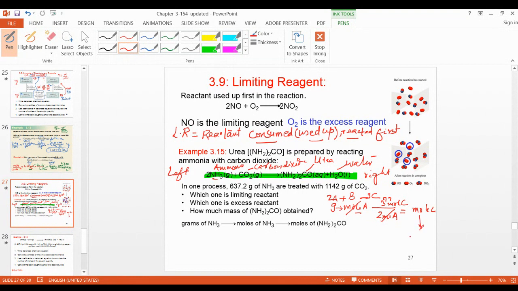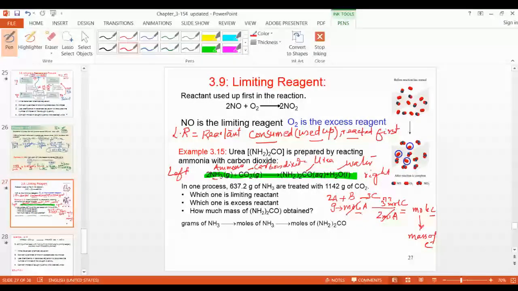Then how will you get the mass of C? Mass of C, how will you get it? Multiply by the molar mass. Of what? You multiply the moles by the molar mass of what? Of C, of the product. Yes, the molar mass of C.